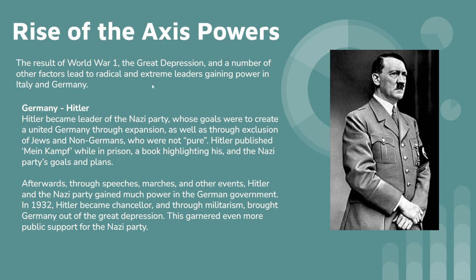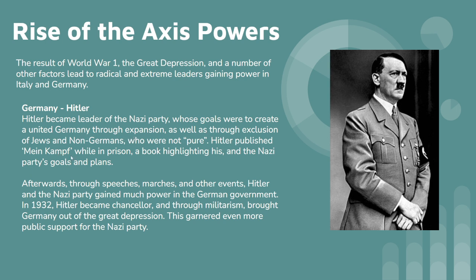Before World War II, the result of World War I, the Great Depression, and a number of other factors led to radical and extreme leaders gaining power in Italy and Germany. So in Germany, there's Adolf Hitler, who became the leader of the Nazi Party, whose goals were to create a united Germany through expansion as well as through exclusion of Jews and non-Germans who were not pure.